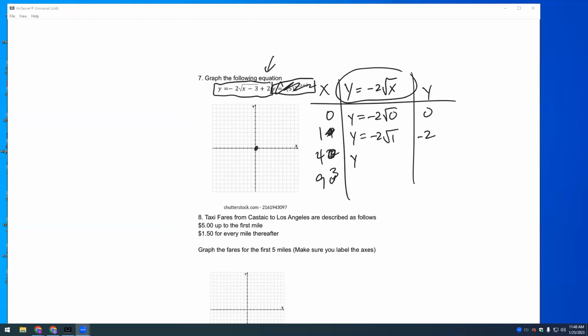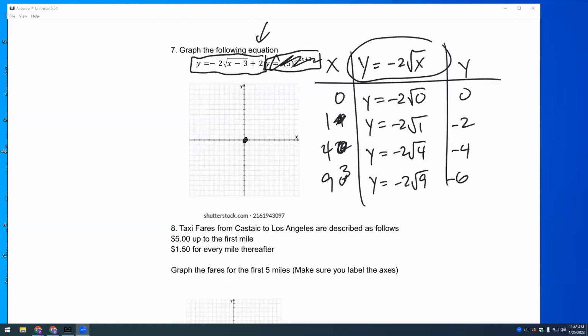So y is equal to -2 radical 4. Radical 4 is 2. 2 times -2 is -4. And then y is equal to -2 times radical 9. Radical 9 is 3, so -6. Okay, so 0, 0; 1, -2; 4, -4. So 1, 2, 3, 4, -4 right here. And then 9, -6. So 5, 6, 7, 8, 9, and then -6 right here.